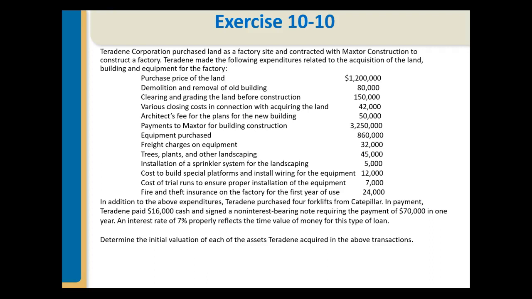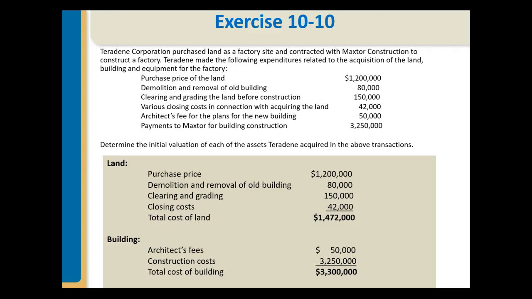$45,000, sprinkler system of $5,000, cost to build special platforms and install wiring for the equipment of $12,000, cost of trial runs to ensure the installation of the equipment $7,000, fire and theft insurance on the factory for the first year of use is $24,000. In addition to these expenditures, Teradyne purchased 4 forklifts from Caterpillar. In payment, Teradyne paid $16,000 cash and signed a non-interest bearing note requiring the payment of $70,000 in 1 year. An interest rate of 7% properly reflects the time value of money for this type of loan. Determine the initial valuation of each of the assets that Teradyne acquired in this transaction.